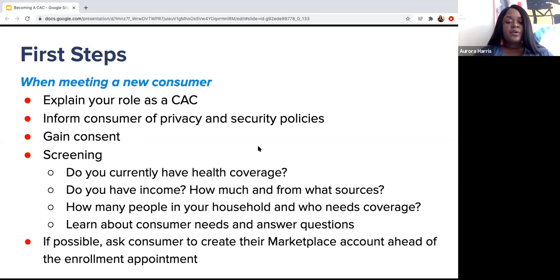And if it's possible, you want to ask them to create a marketplace account ahead of an enrollment appointment with you. So once you do screening, say, okay, go on healthcare.gov. When they go on healthcare.gov, they're going to create a marketplace account. And then you want to see if you can schedule that one-on-one appointment with them so you can walk them through the application.